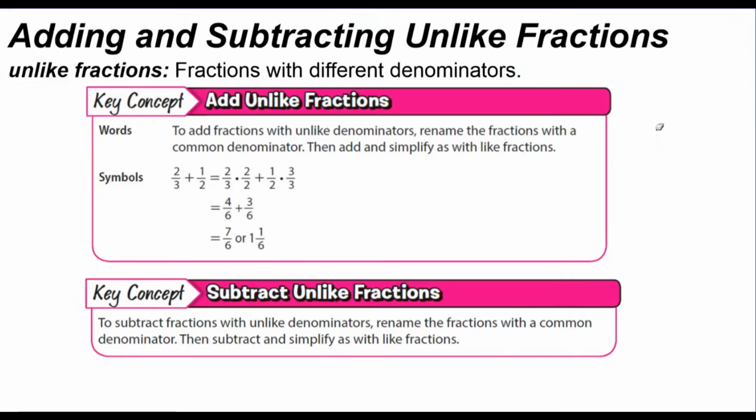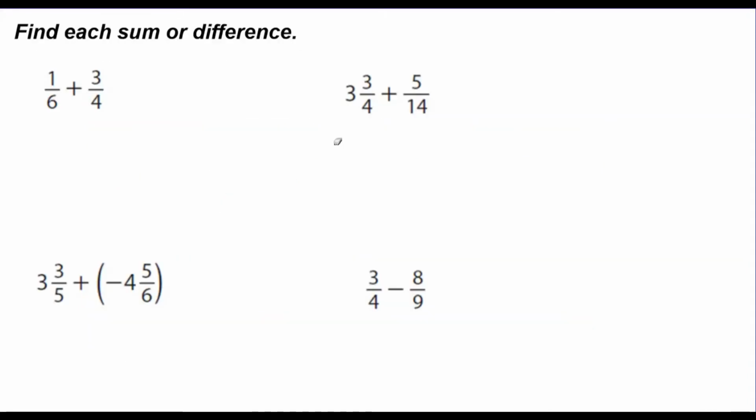And the common denominator, recall, of any two fractions is the least common multiple of the denominators, and that's going to go the same for adding and subtracting. We have to first get a common denominator, and then it'll be just like the problems we did in the last section, which was adding and subtracting like fractions. So let's look at some examples here where we have different denominators.